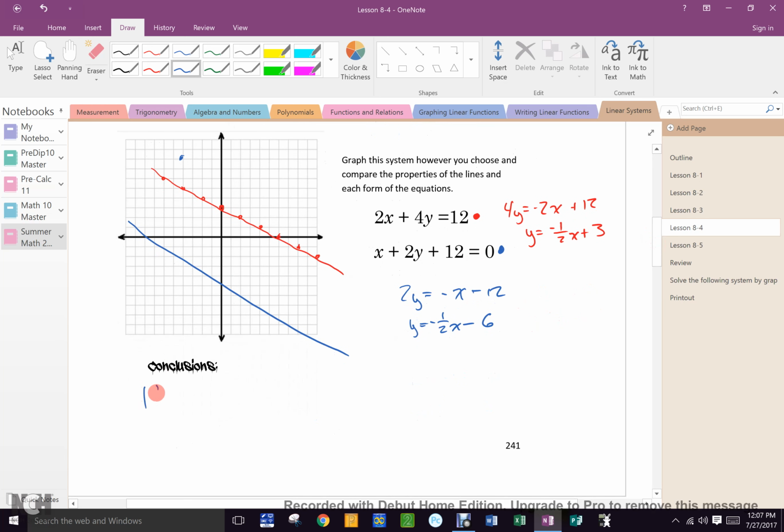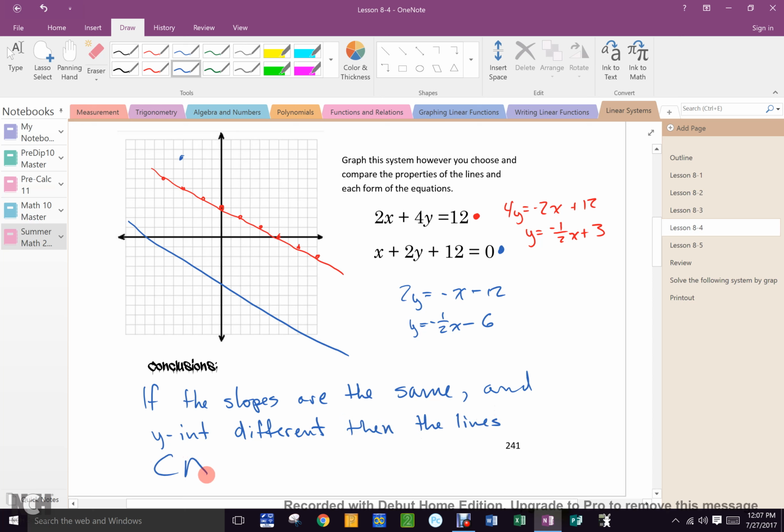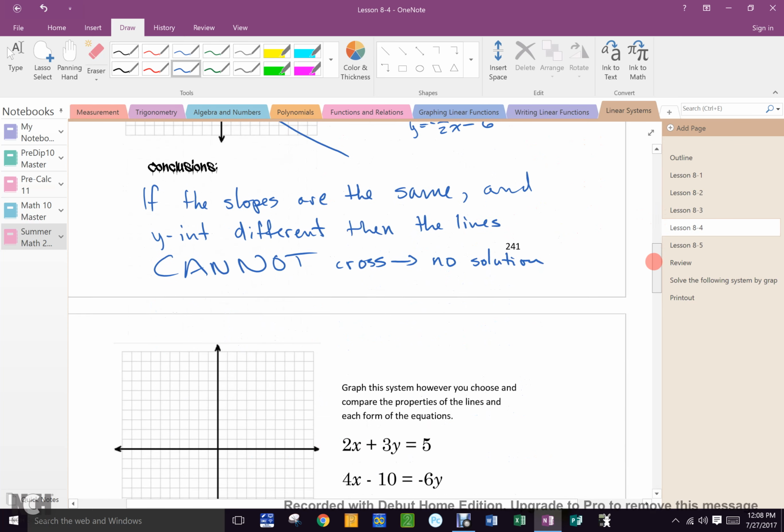Okay, what's the conclusion? If the slopes are the same, and the y-intercepts are different, then how many solutions can we have? Then the lines cannot cross, which means no solution. Right? Just makes sense. If they have a different slope, they're going to cross. They have to cross. They'll only cross once. If they have the same slope, they're parallel. They can never cross, so there can't be a solution. Right? And then finally, let's do the last one.